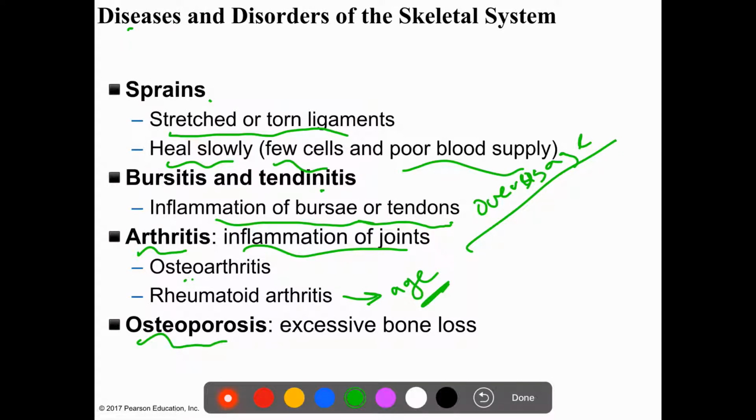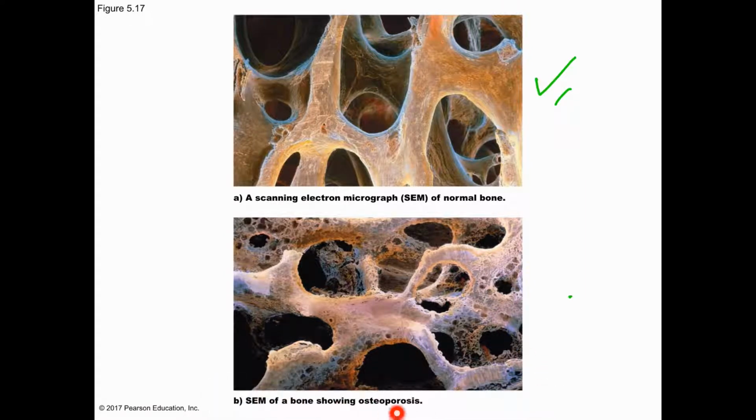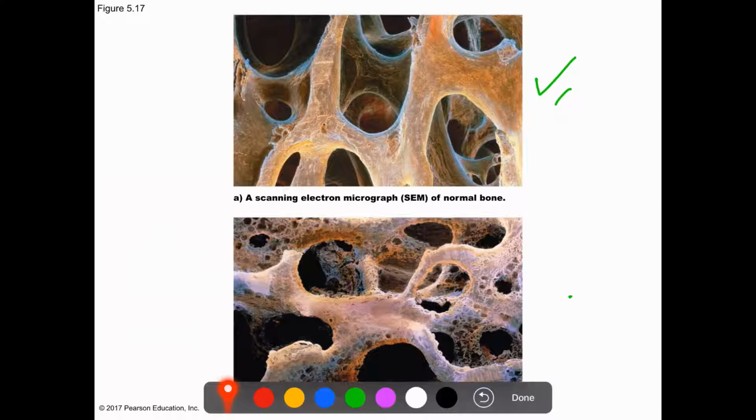And also we have osteoporosis, which is the excessive loss of bone mass. And as we said, this is an imbalance between the osteocyte and the osteoclast activities. See, for example, this is a healthy normal bone, and this is a bone with osteoporosis. As you can see, all of these holes within the bone cause a loss of bone mass, and this bone is very fragile and it can break easily.